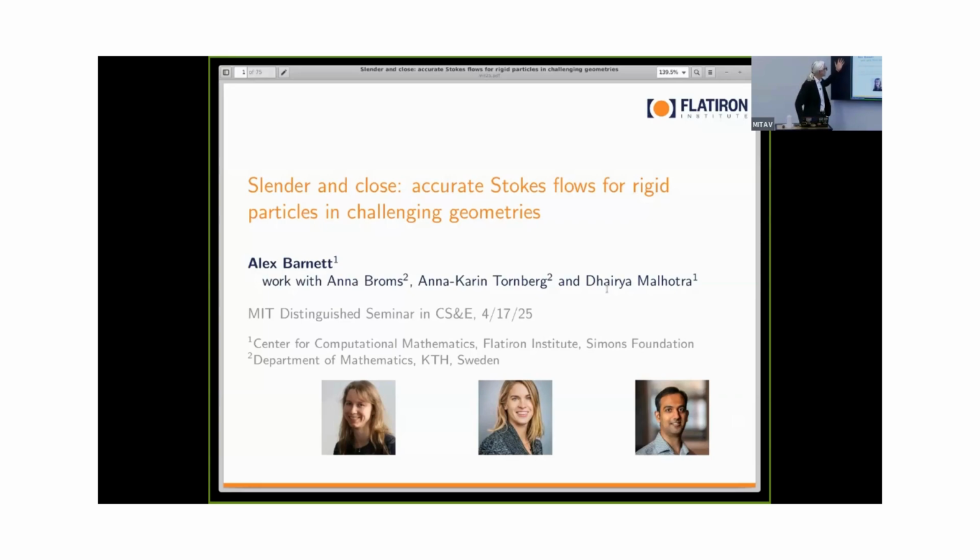So I'm going to talk about Stokes flows. This is joint work with Anna Brahms, who's now a postdoc, but was a graduate student with Anna Karin Tornberg. And I'm also going to end the talk with some joint work with Dhairya Malhotra, who's a research scientist with us at CCM.